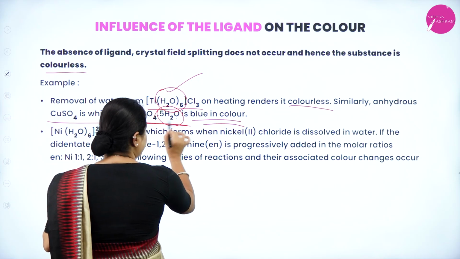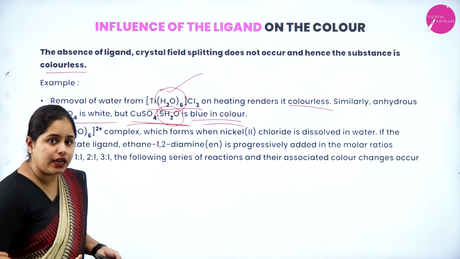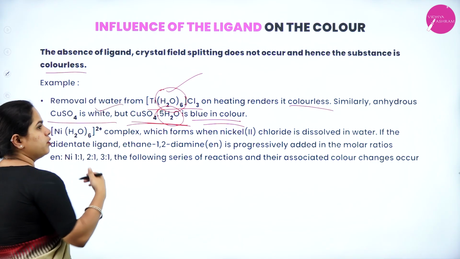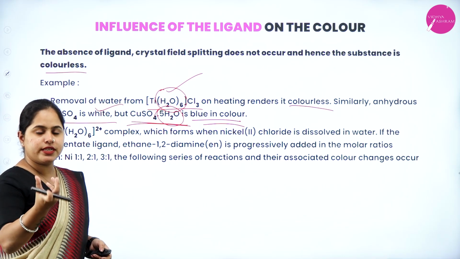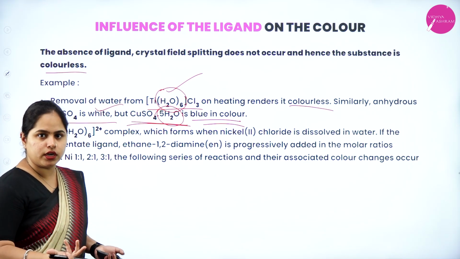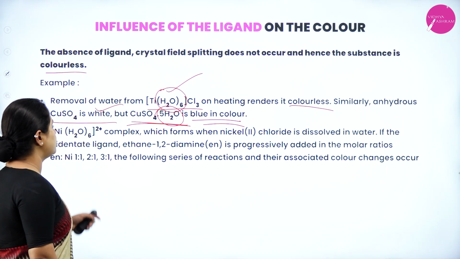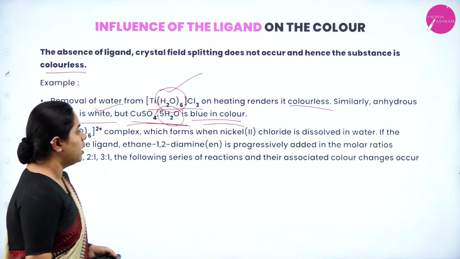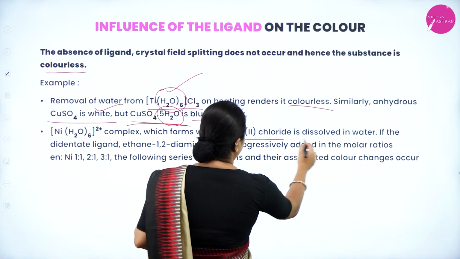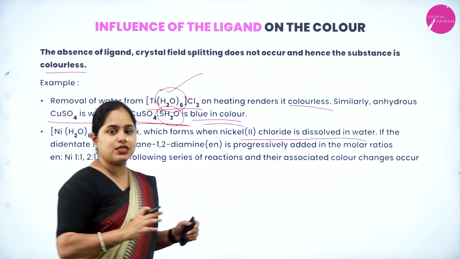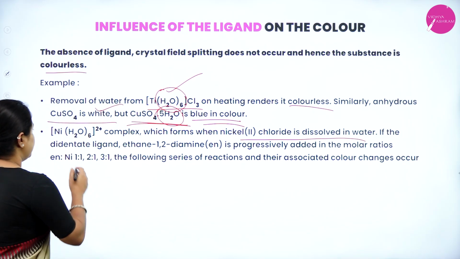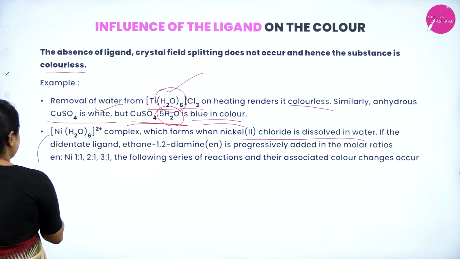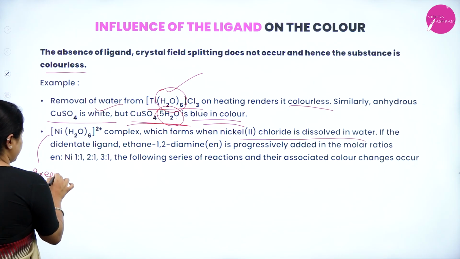So if this water is being removed, that is, if it is anhydrous, the color of copper sulfate would be white. Okay, so the copper sulfate that you are seeing is with the water itself, right? Now, the [Ni(H2O)6]2+ complex forms when nickel(II) chloride is dissolved in water. This is actually a green colored complex, [Ni(H2O)6]2+, a green colored coordination compound.